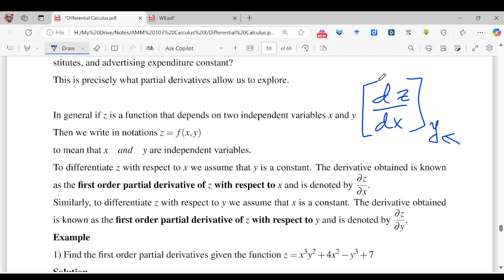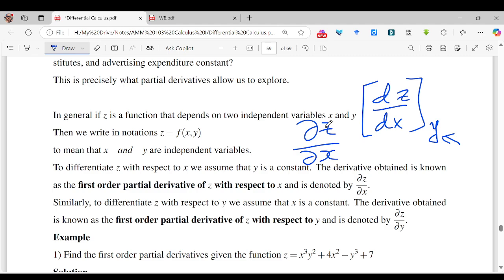But a better notation, we write this. We use the curly d to mean the partial derivative of z with respect to x. In this case, we assume that even if z is a function of more than one variable, only x is changing at this particular instant.